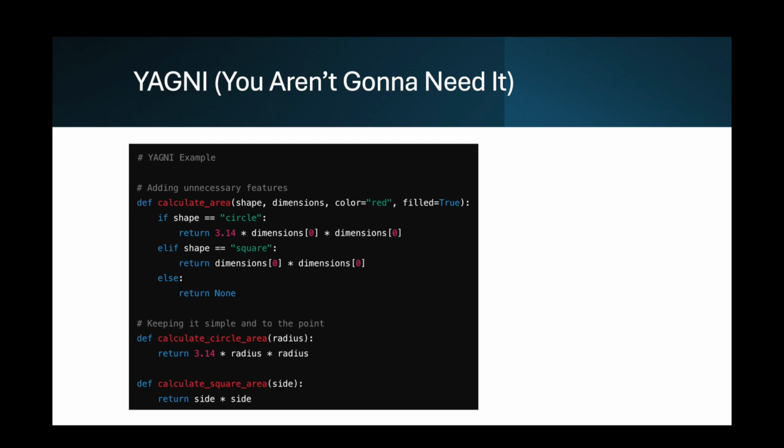Now keeping it simple, in the next one we just take the radius for the circle and then return back the area. We take the side for the square and return back the area. So keep it simple.